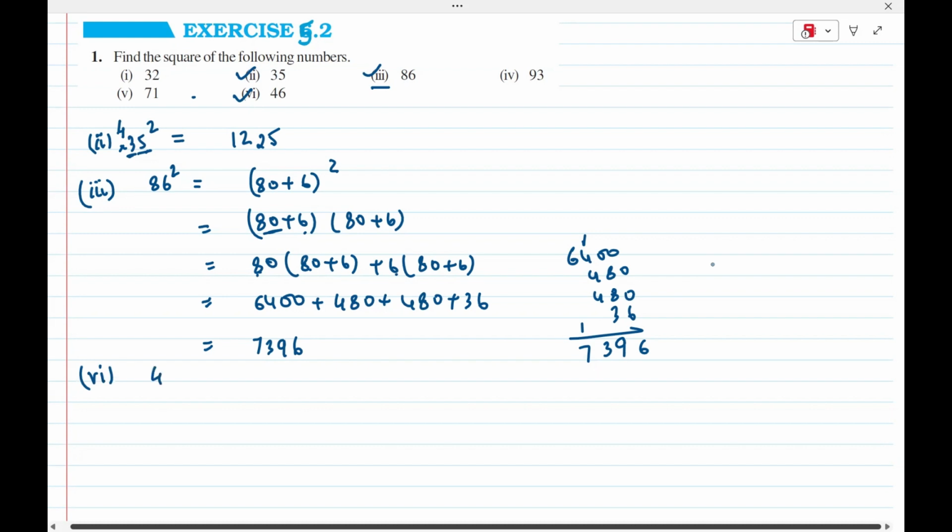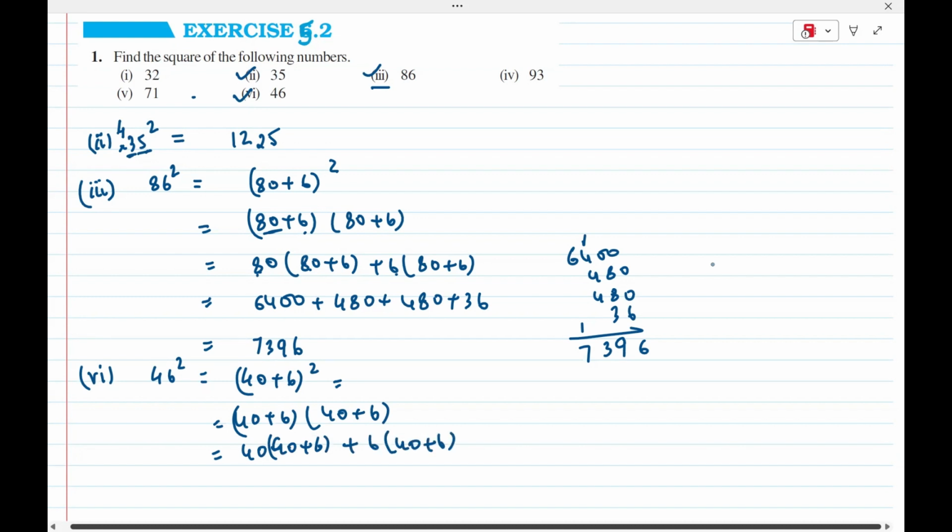What does it say? 46 square. So nothing new. Again, you can do 40 plus 6 and square. Here, you can write the bracket twice, 40 plus 6 and 40 plus 6. Then distribute. It means 40 times the first bracket, and the second bracket as it is. And save for the other thing. And simply multiply. I'll do it here. So 4 4s are 16, 0, 0. 4 6s are 24, 240. Again 240 and then 36.